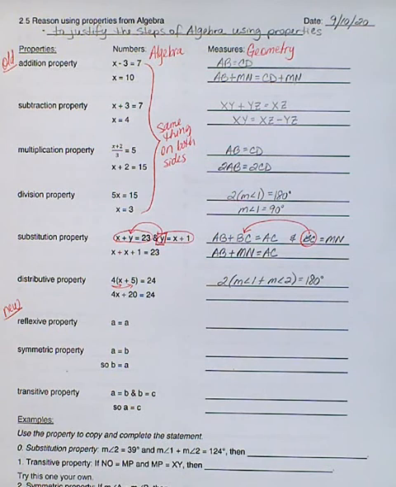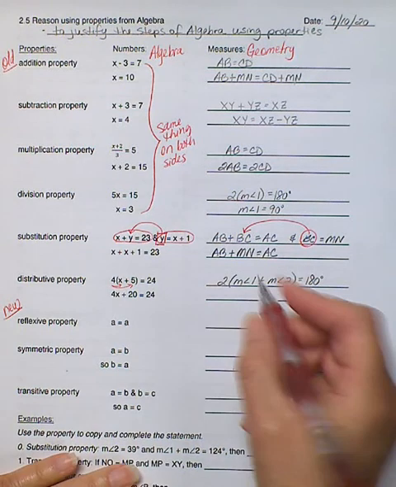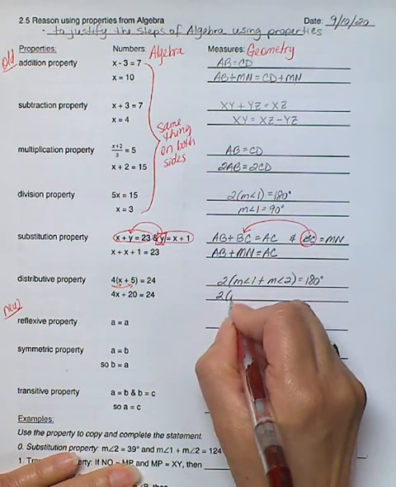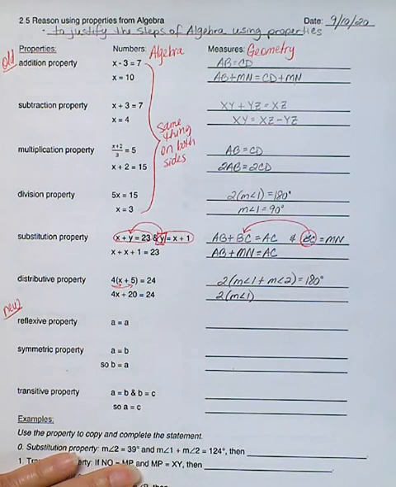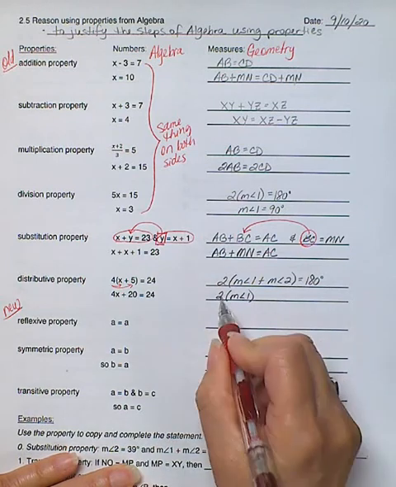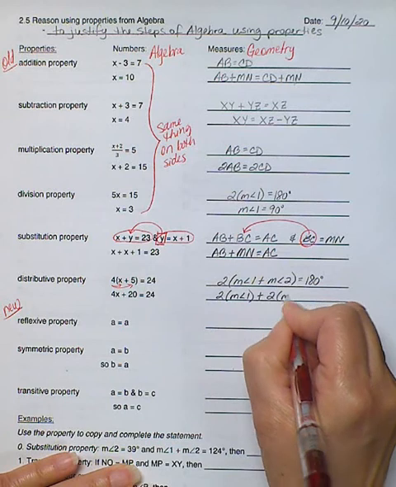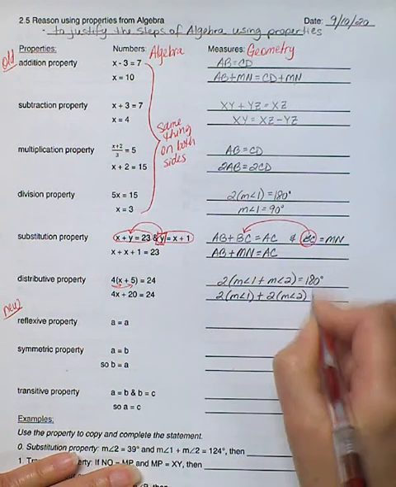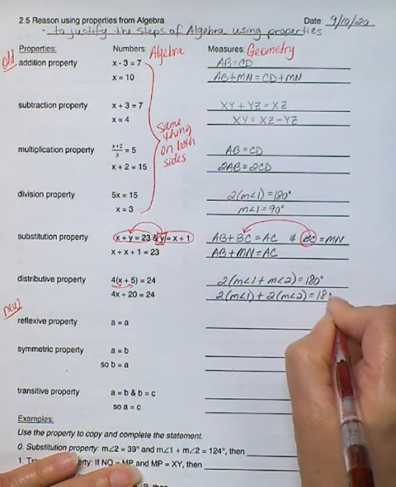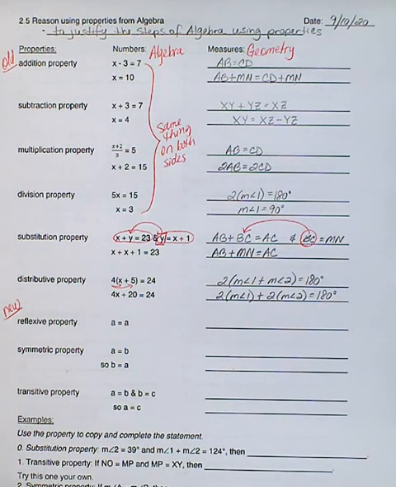distributive property. So I'm going to go ahead and multiply each angle by 2. So I have 2 times the measure of angle 1 plus 2 times the measure of angle 2 equals 180 degrees. And sometimes you'll need to do that. Right now it seems kind of weird, like why would you do that? But it could occur down the road.